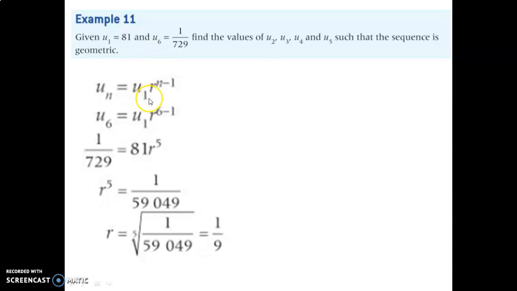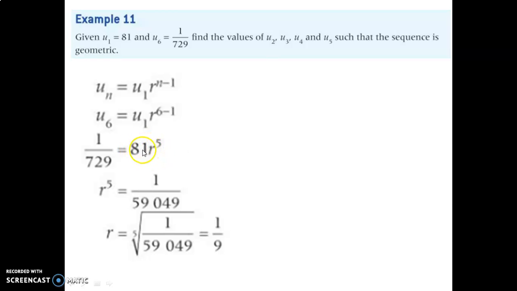Now let's check. We can use our general term formula. We are given u6, so why don't we set this equal to u6? That means this n value becomes 6. We are given u1, so that u1 can be replaced by 81. We know that u6 is this value, so 1/729 replaces that. Now we have our formula with everything we know put into it. Notice there's only one variable left, so we can solve for that.